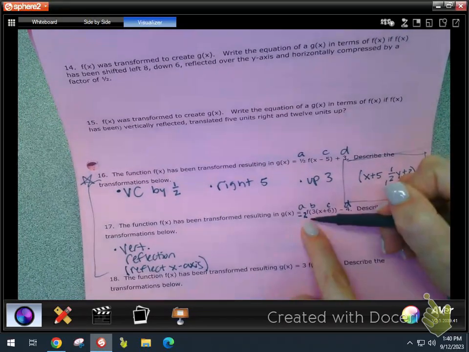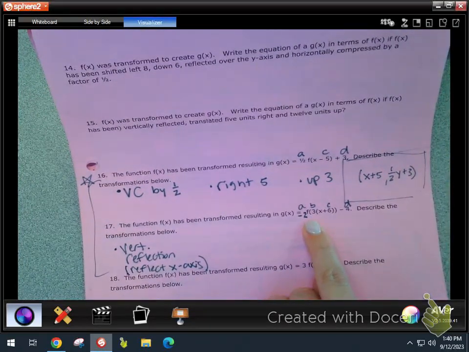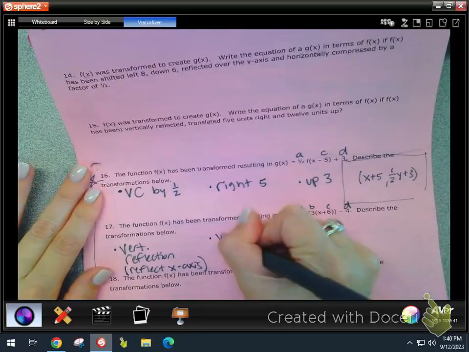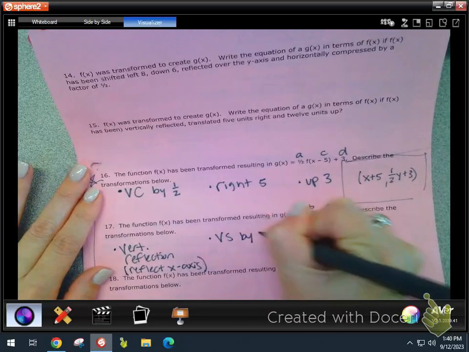I changed it. I put a 2 right there. What is that 2 doing? Just look at the 2. Stretch by 2. That is a vertical stretch by 2.